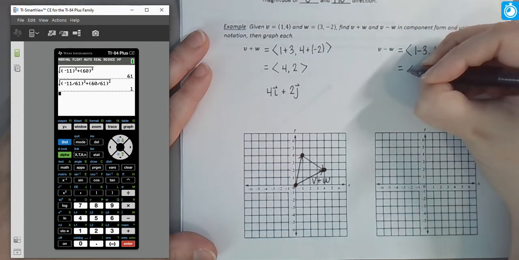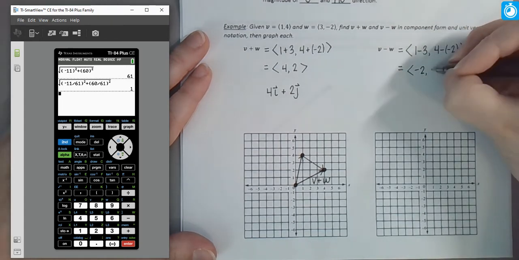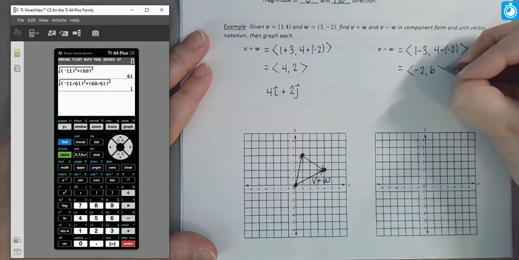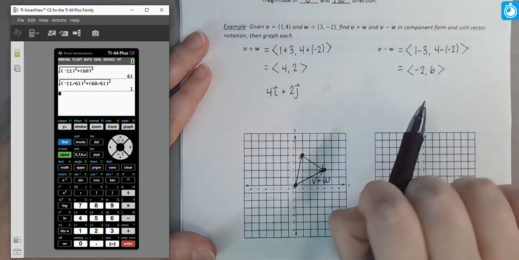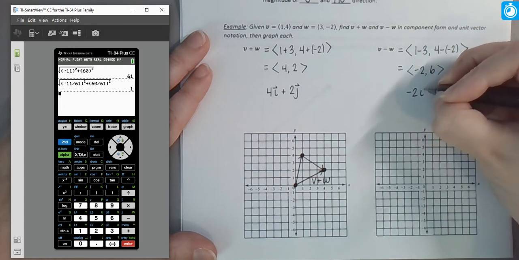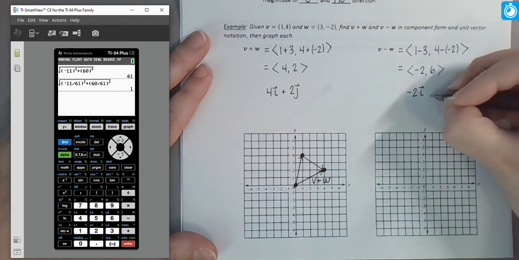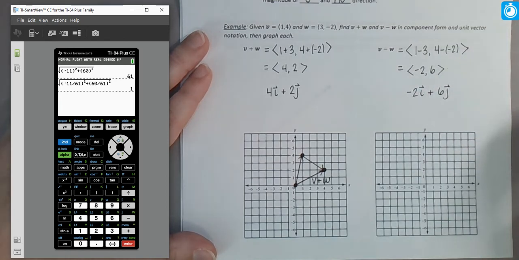And so we simplify that down. That's going to be -2. And then 4 minus -2, that's going to turn to an addition. And that's going to be 6. So component form, -2 and 6. And then if we want unit vector notation, that's going to be -2i plus 6j.